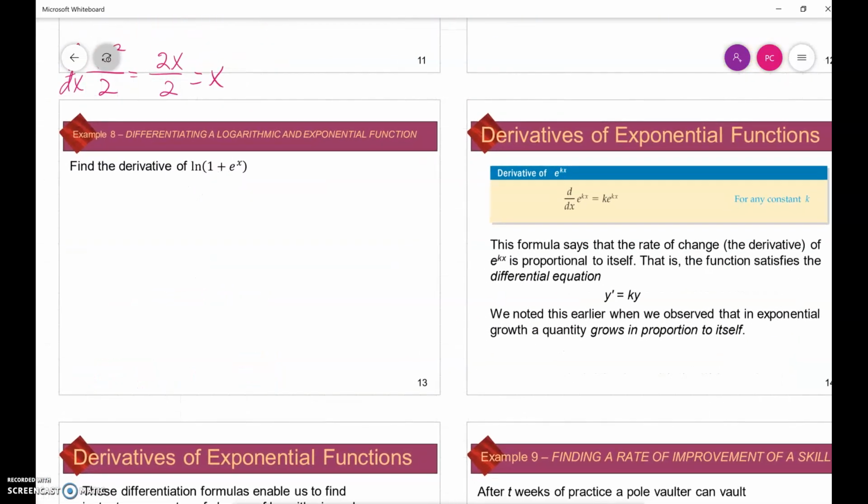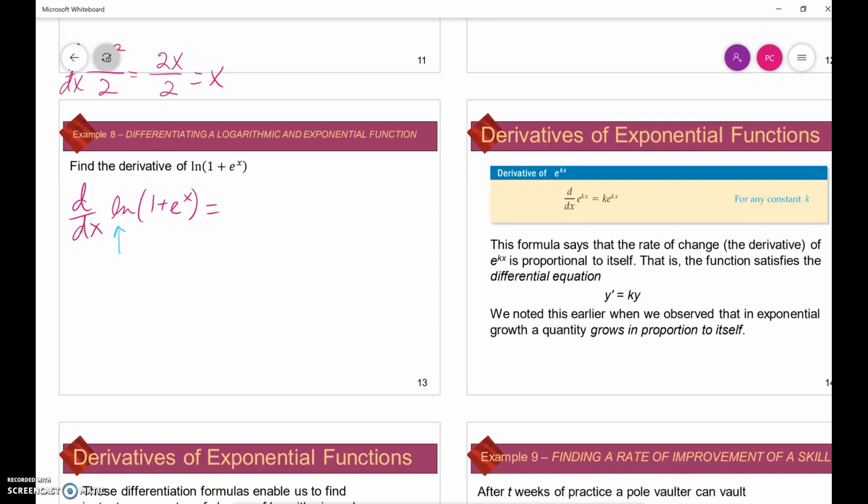So let's combine a logarithm and an exponential. We're going to find the derivative of ln of 1 plus e to the x. So we take the derivative with respect to x of ln of 1 plus e to the x. Remember that for the derivative, the outside function is ln, so that's what we're going to tackle first. Then e to the x is inside that outside function, so we'll tackle that in the chain rule.